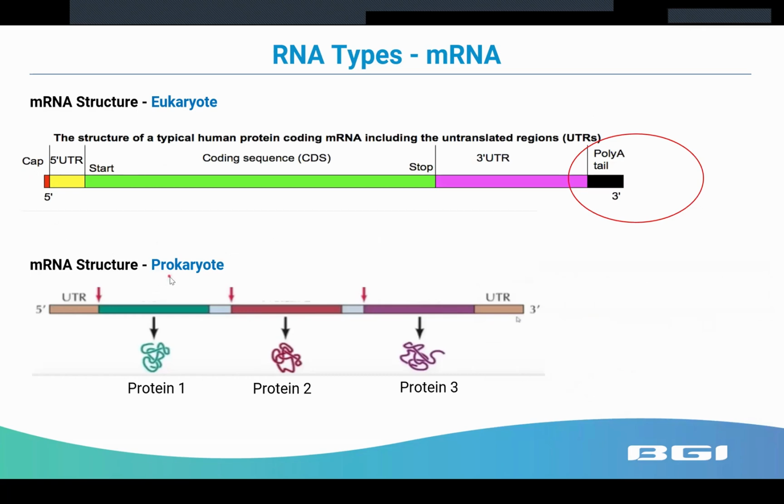In prokaryotes, the mRNA structure is different from the eukaryotes. They don't have the 5' cap and poly-A tail. In general, due to the lack of the poly-A tail and the cap structure, prokaryotic mRNAs are less stable than eukaryotic ones and may degrade very rapidly. Also, due to the lack of the poly-A tail, the RNA sequencing library processing is different.